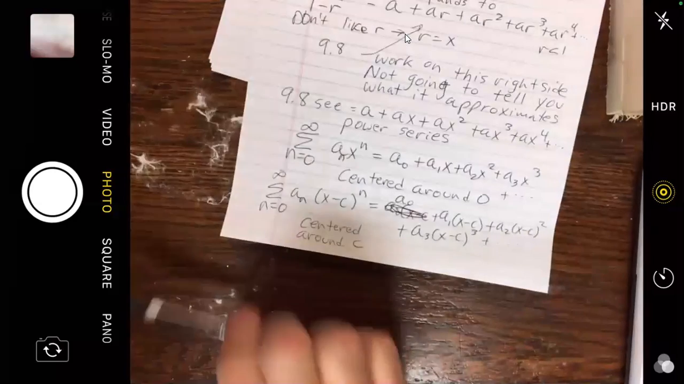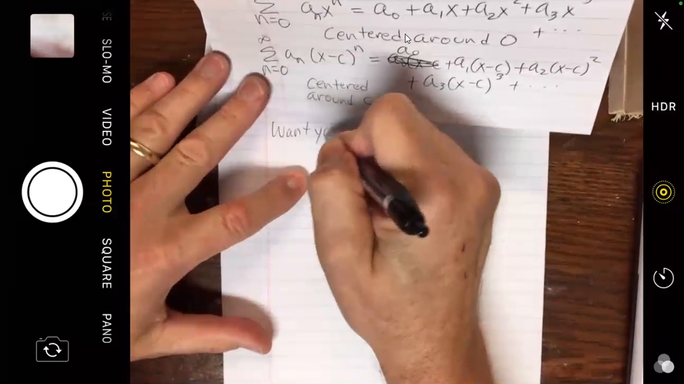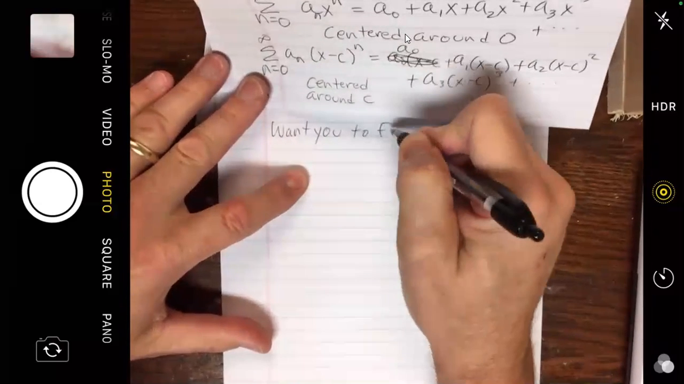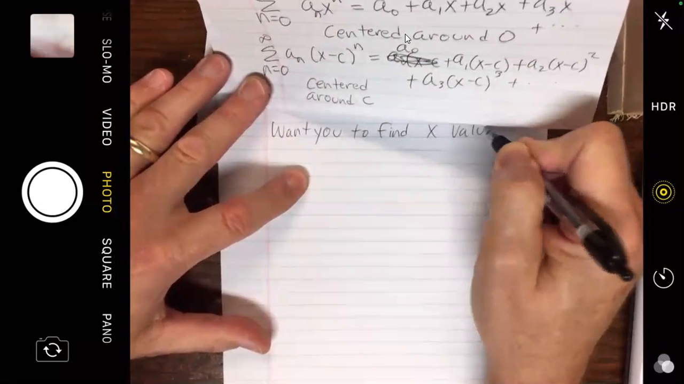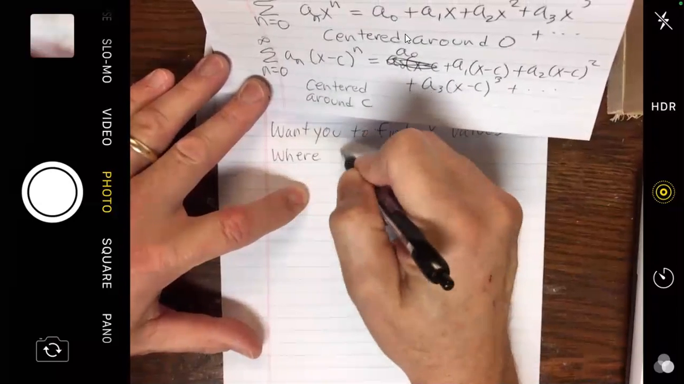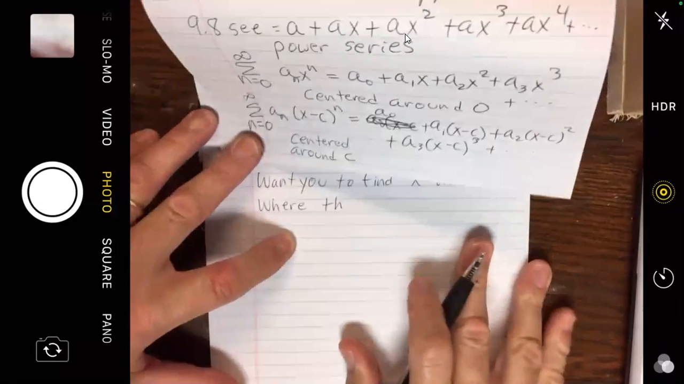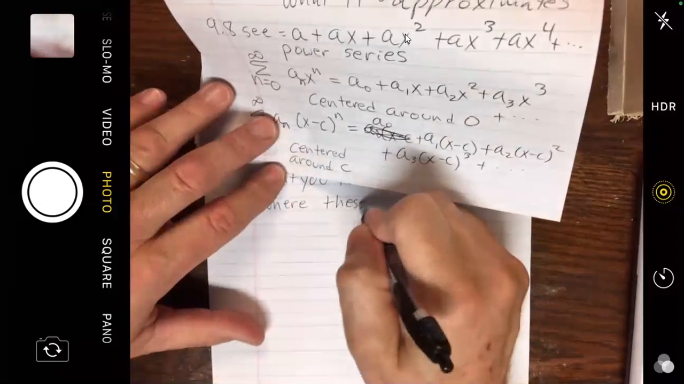Okay. Well, what they're going to want just in this section is for you to find the x values where these converge.